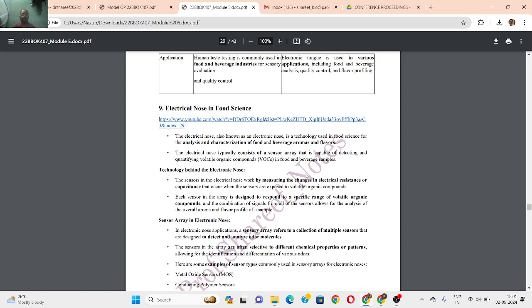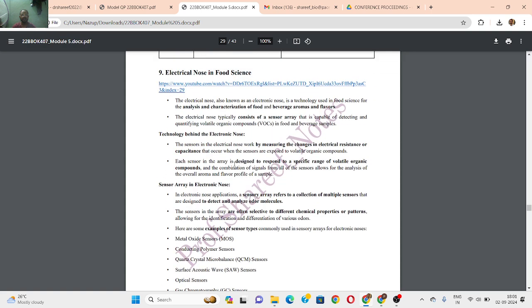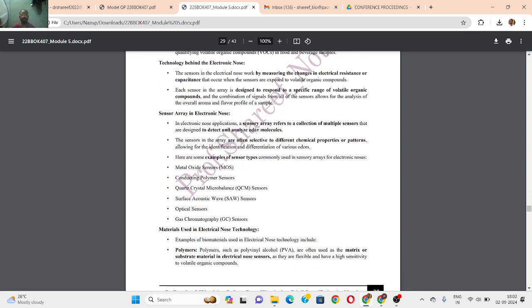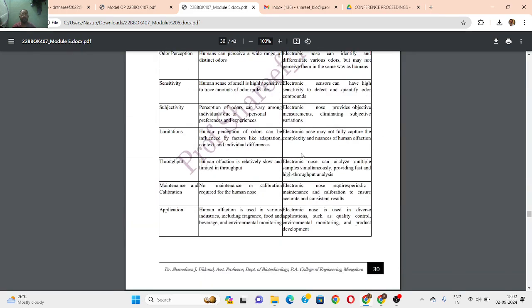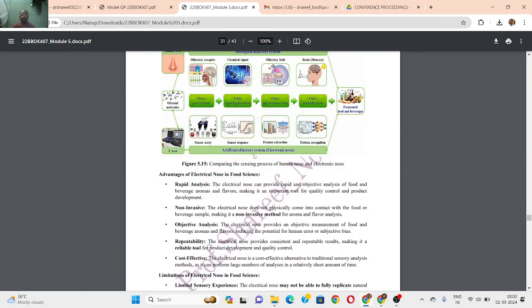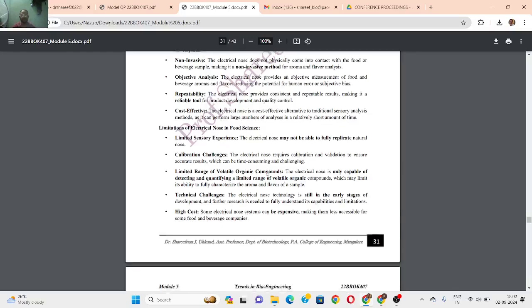Next, we are having the electronic nose. The electronic nose is nothing but, whatever our nose does, the same thing the electronic device has to do. The technology behind it will carry 1 mark. Sensors, that is 1 mark. Materials will have around 2 marks. This diagram will carry around 2 to 3 marks. And then the advantages and disadvantages carry 1 mark each, and the diagram carries 2 marks.